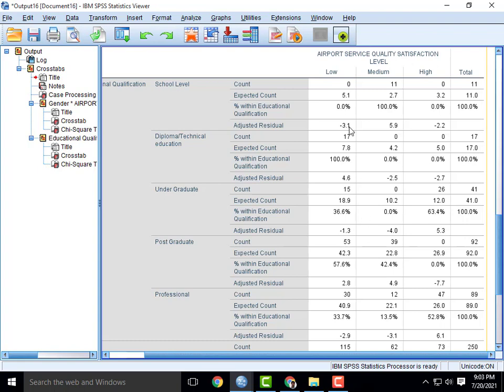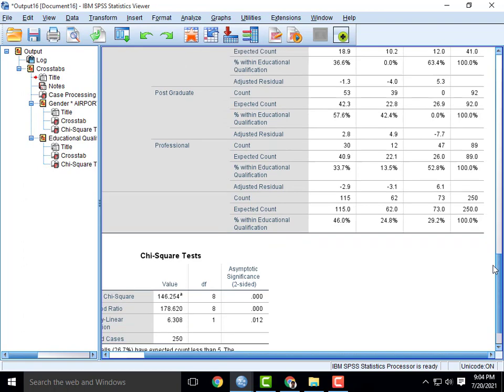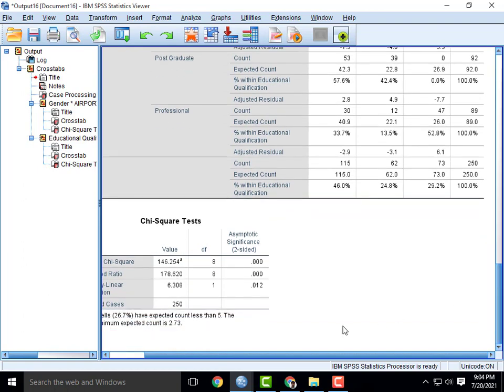Let's see, here value is 0, less than 5, here value is 0 again, less than 5, and these two columns are also less than 5. So we should not apply chi-square test for this data. It is violating the assumption of chi-square. So this is not a valid test for this data. So chi-square should not be applied to this data.